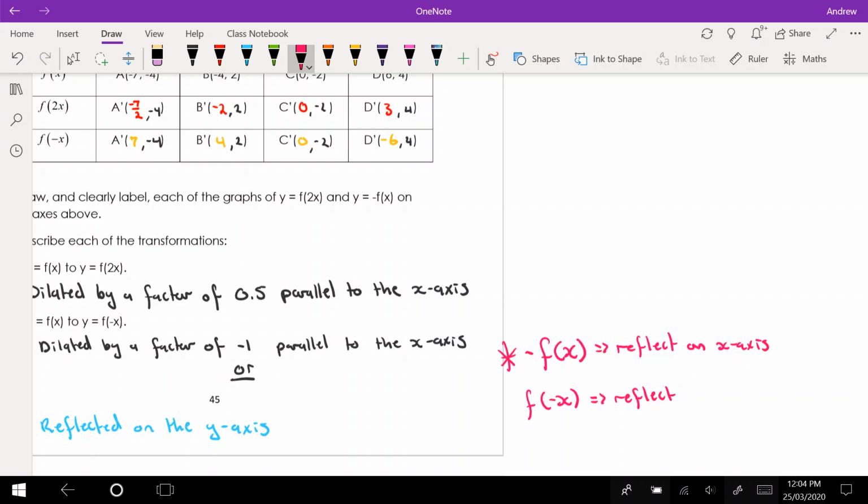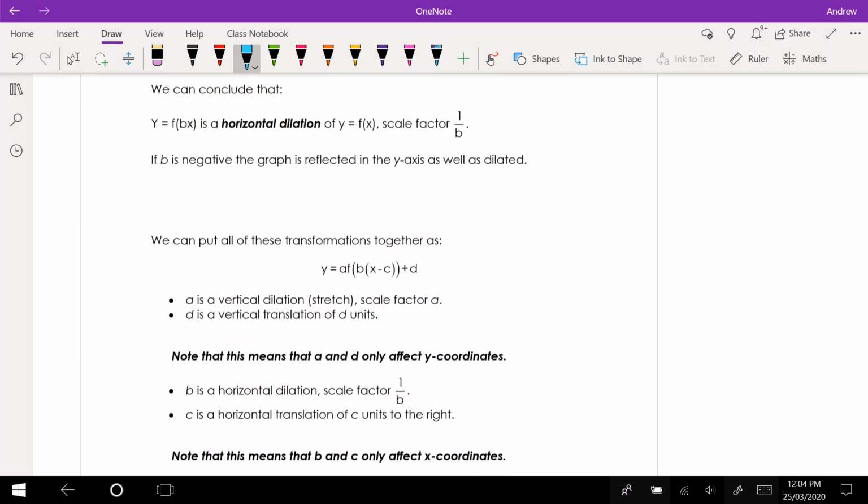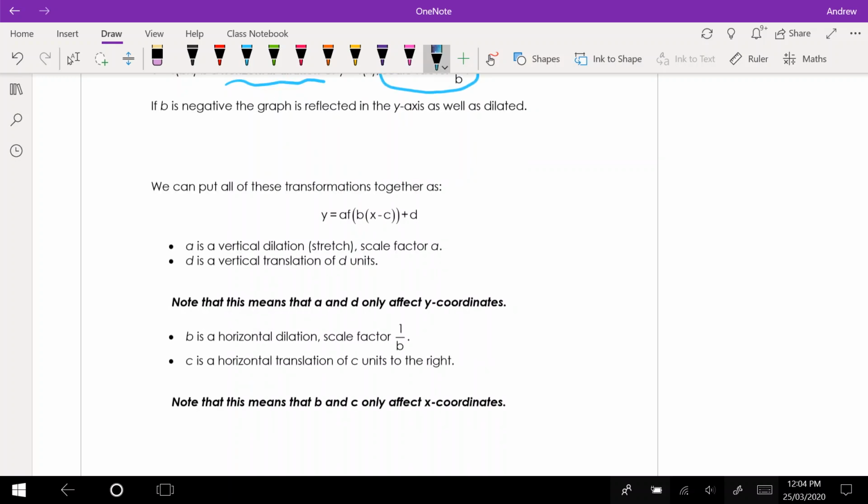So, from this investigation, we can see that f of bx, when we have a constant in front of my x, it's a horizontal dilation. It's a dilation parallel to the x-axis of the factor 1 over b. So now we have all of this. Essentially, we've gone through the whole booklet just for me to tell you this.